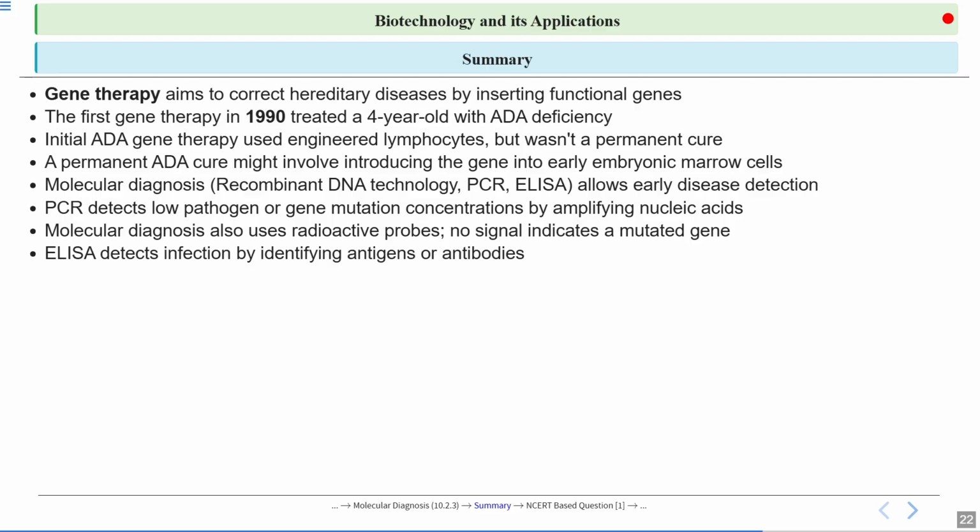Then ELISA detects infection by identifying what? Antigens or antibodies. We have studied how we can use antibody, then there will be a target antigen, then there will be an enzyme-linked antibody, which has the ability to convert the chromogenic substrate so that we can know that okay, there has been presence of that infection.